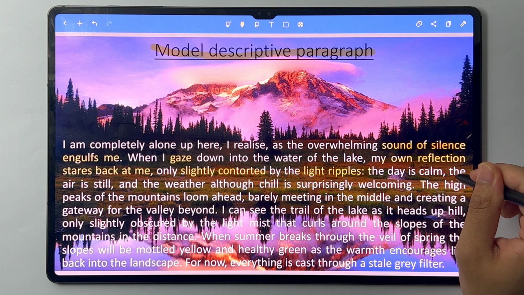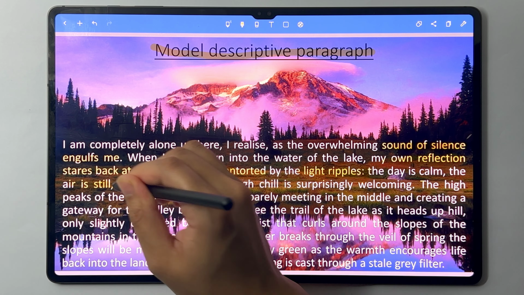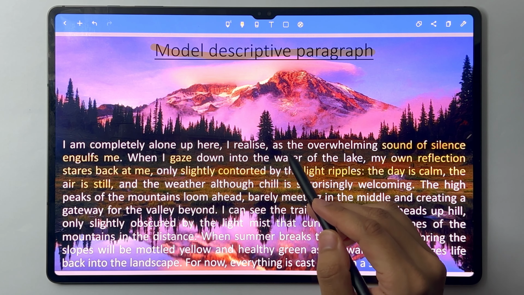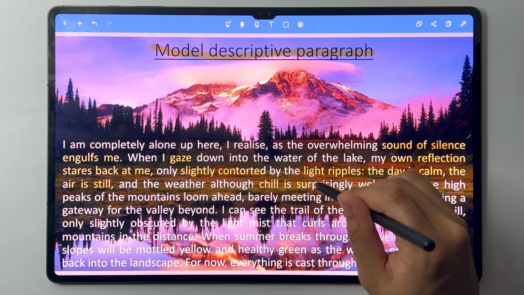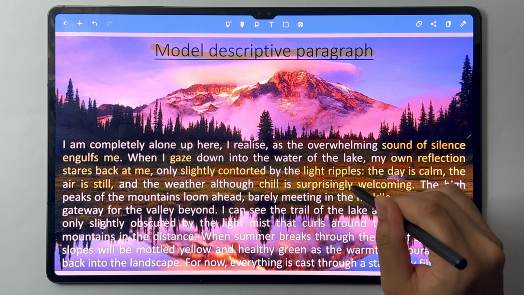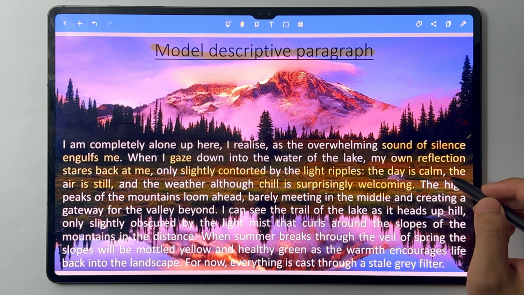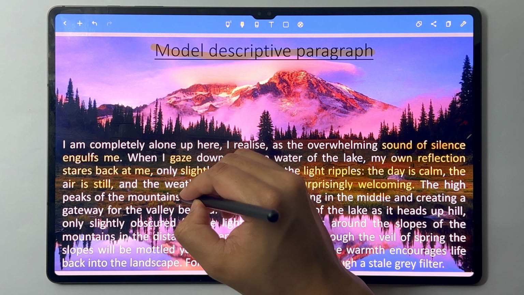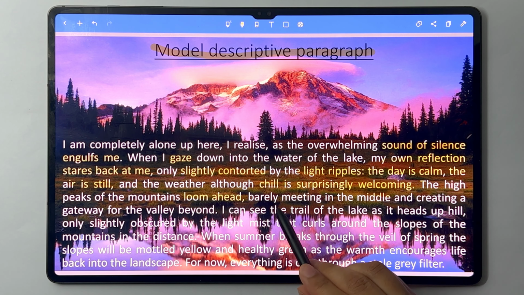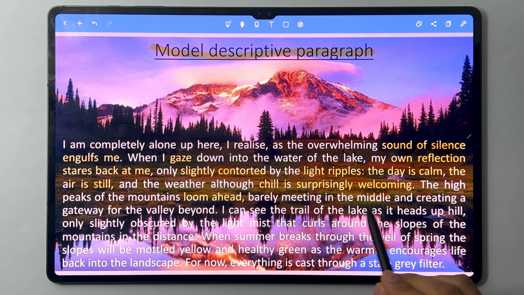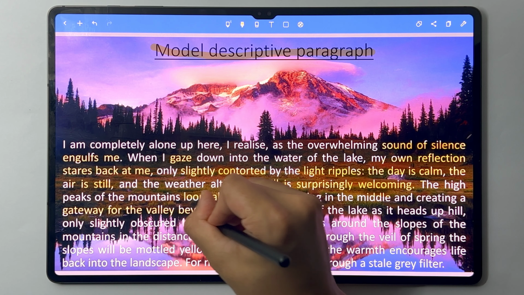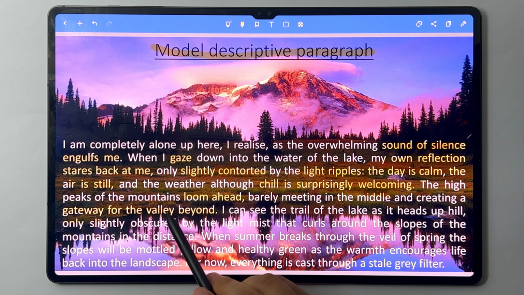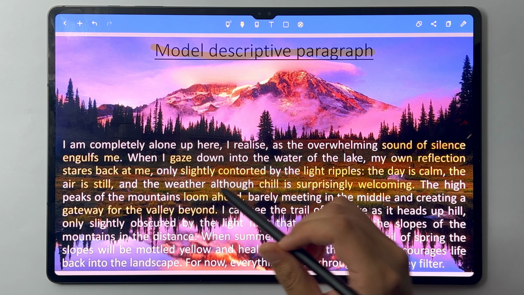The day is calm. The air is still. Okay, look at that serene atmosphere that I'm establishing. And the weather, although chill, is surprisingly welcoming. Okay, look at that. So this is a positive description of the weather. The high peaks of the mountains loom ahead, barely meeting in the middle and creating a gateway for the valley beyond. Okay, so look at that. Why is that effective? Okay, this is an example of using imagery because when you read that, the readers can picture that in their mind.